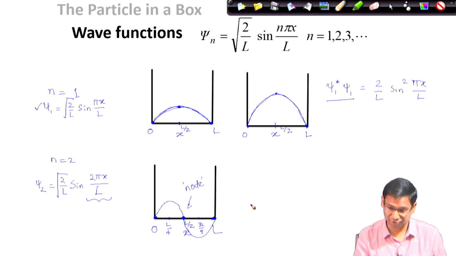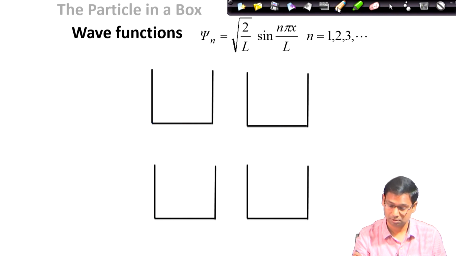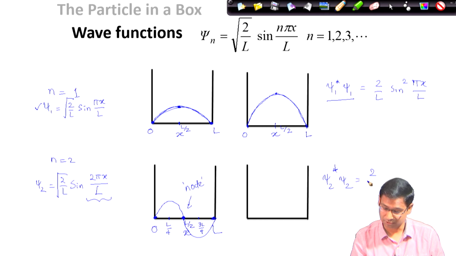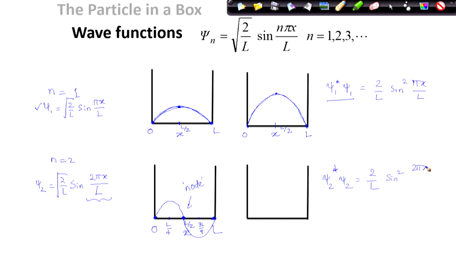When I do the same for psi 2, I have psi 2 star psi 2 equals 2 by L sin square 2 pi x by L, and when I take the square of this function, you would see.